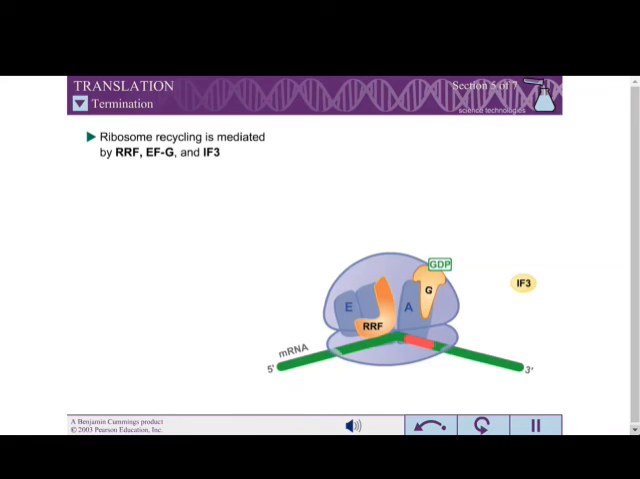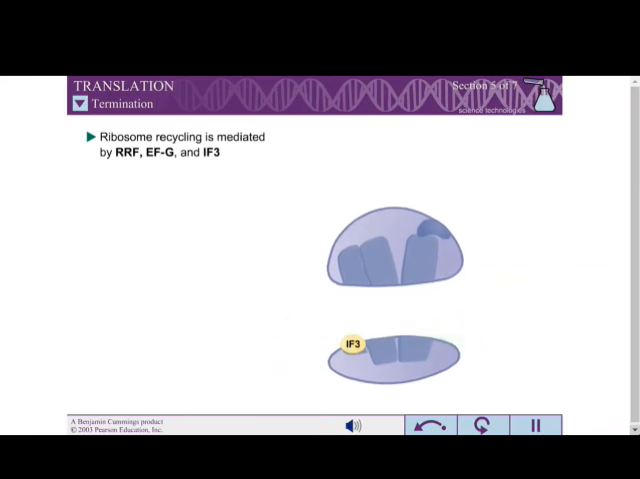Next, both the RRF and EF-G uncouple from the ribosome. The mRNA is released, possibly with the aid of IF3. IF3 binds the small subunit to prepare it for another round of protein synthesis.